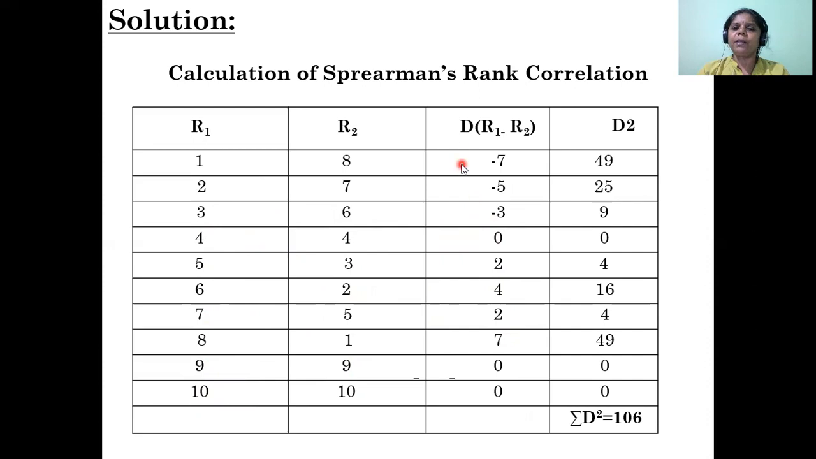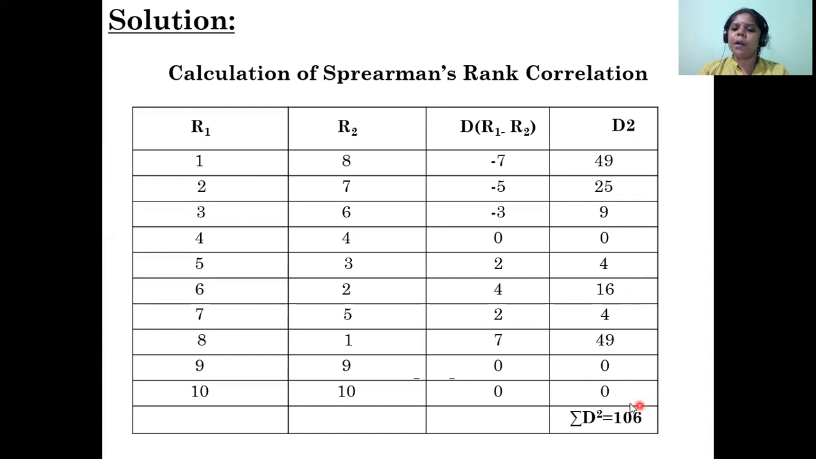Now we have to make D into D square. So D square is 7 sevens are 49, 5 fives are 25, 3 threes are 9, 0, 2 twos are 4, 4 fours are 16, 2 twos are 4, 7 sevens are 49, 0 and 0. So this is called D square. The total of D square is called sigma D square, that is equal to 106.